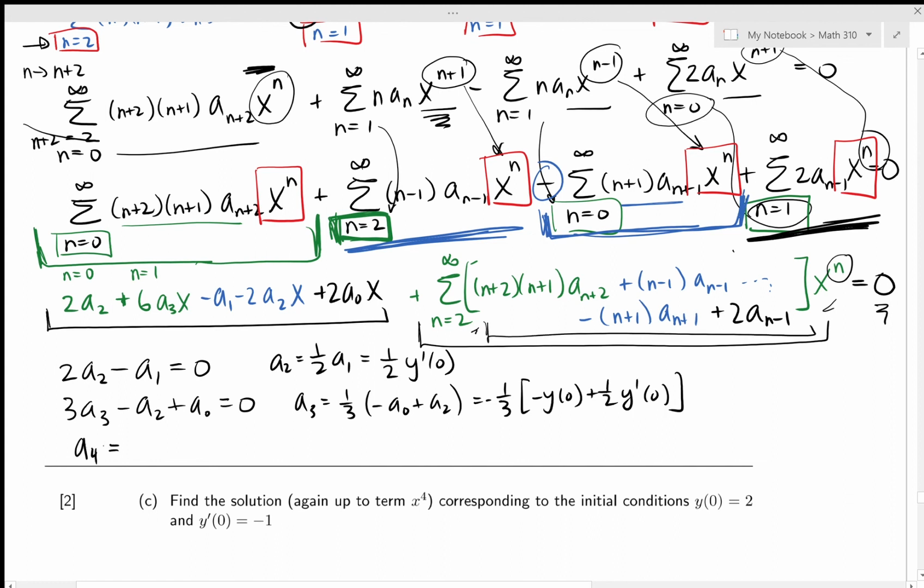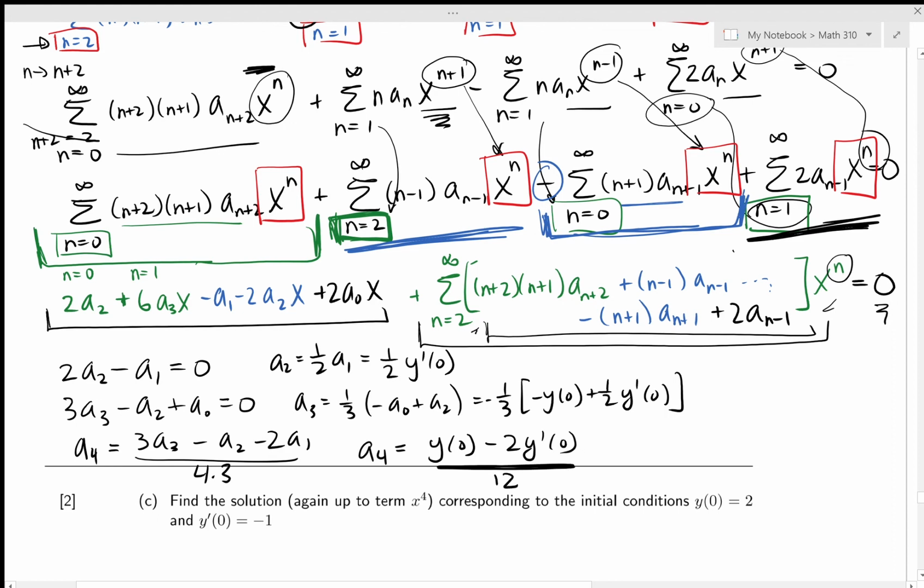Okay, so I'm going to write that out. A4 is equal to 3a3 minus a2 minus 2a1 over 4 times 3. And that means that a4 is equal to y at 0 minus 2y prime at 0, all divided by 12.